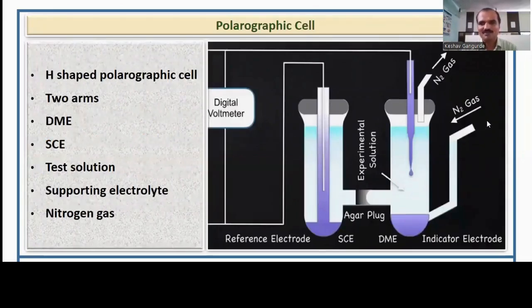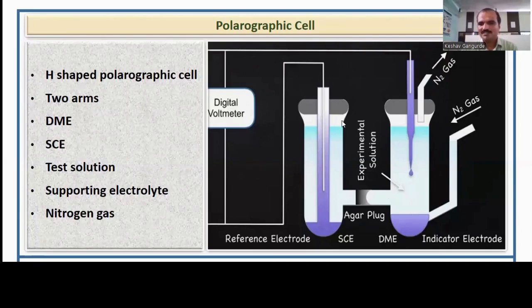Different types of polarographic cells are used for the analysis. In the diagram, we see the S-shaped polarographic cell consisting of two arms which are joined by a horizontal glass tube. A sintered glass disc is fitted at the middle of this horizontal glass tube, which allows the electrical connection between these two arms. In one of the arms, the saturated calomel electrode is fitted, while the capillary of the dropping mercury electrode is fitted in the other arm. It has a side tube attached at its base to pass nitrogen gas through the experimental solution.